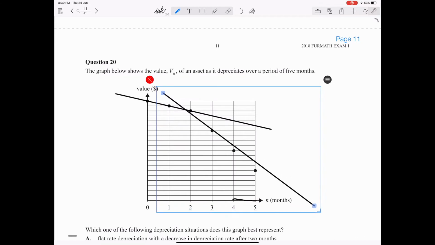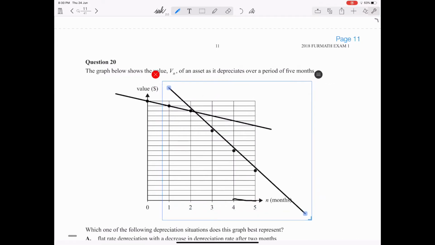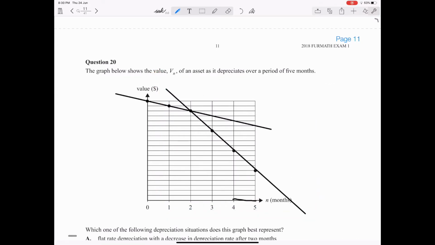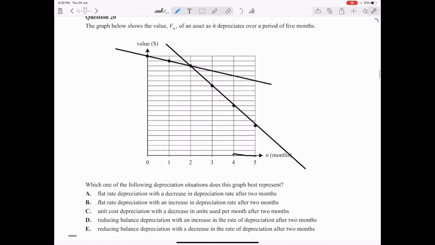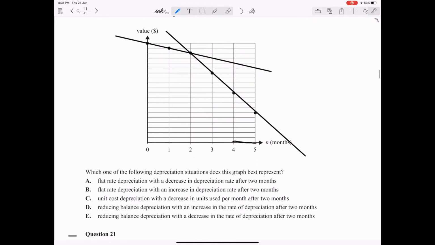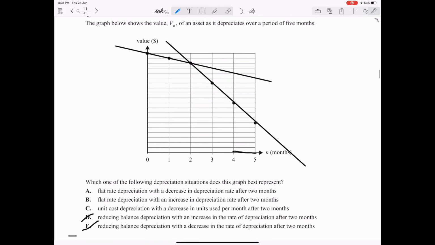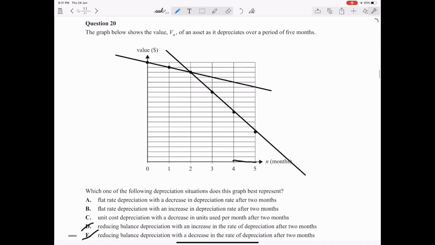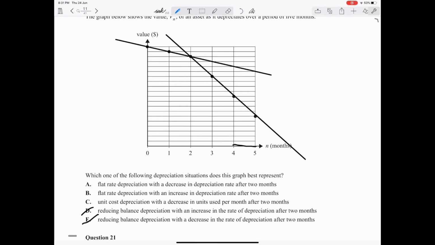If we draw a line there, that shows that we have the same decrease in the value of the asset each month. So if we take a look at the options, we know straight away that it's not going to be reducing balance, because we've determined that flat rate method of depreciation is being used. So it's not unit cost depreciation. So it's flat rate depreciation, not with a decrease.